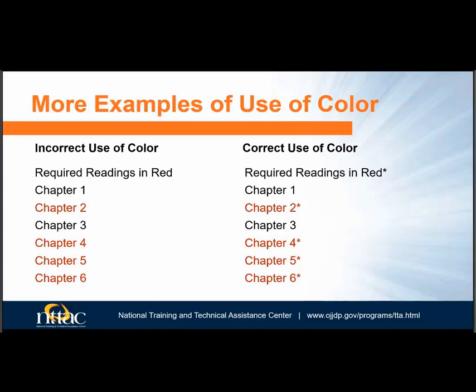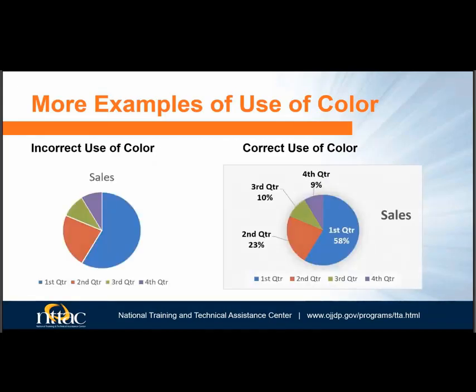Someone who cannot distinguish colors can see that chapters 2, 4, 5, and 6 are required because they also include asterisks. Back to the pie chart example. The chart on the left only uses color to indicate the amount of sales during each quarter, whereas the chart on the right includes the quarters and percentages of sales during each quarter.